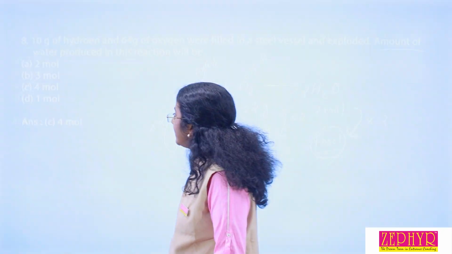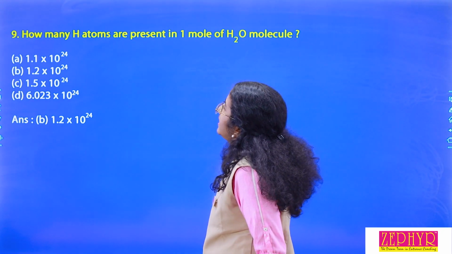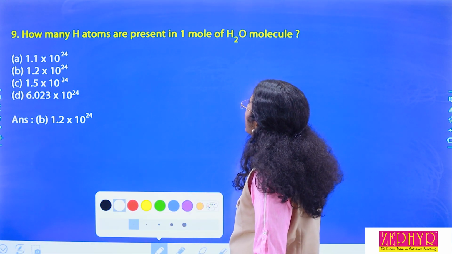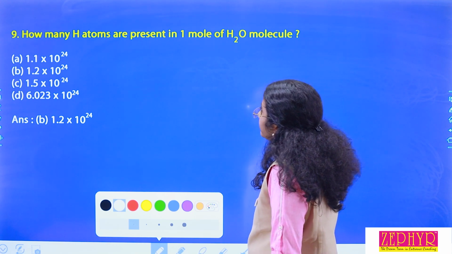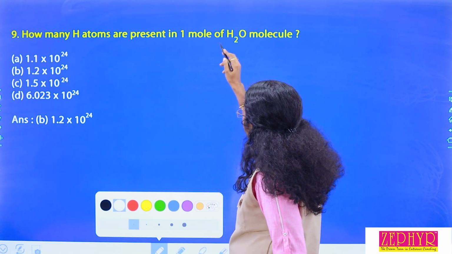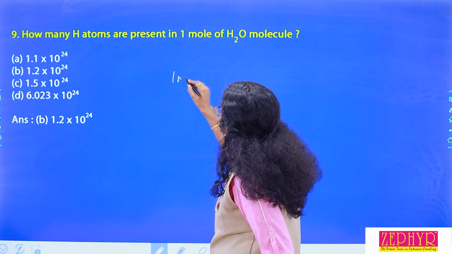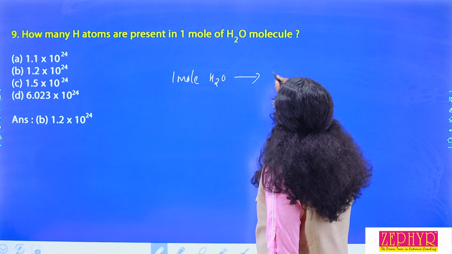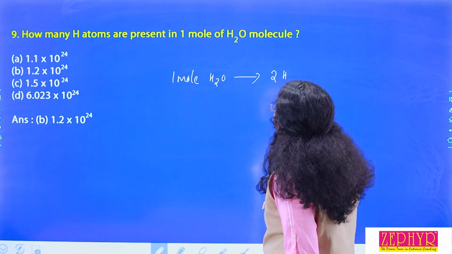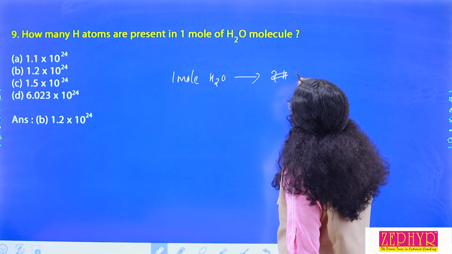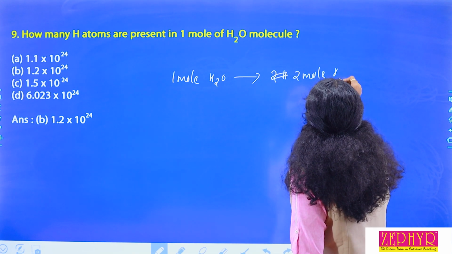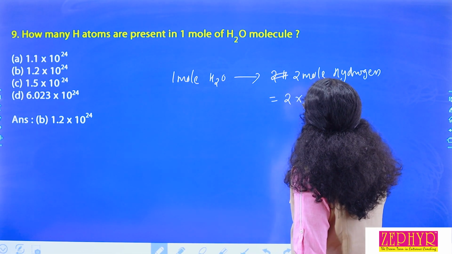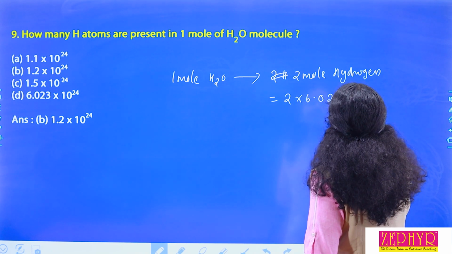Then next question, question number 9. How many hydrogen atoms are present in 1 mole of water molecule? How many hydrogen atoms are there in 1 mole of water molecule? 1 mole of water contains 2 mole hydrogen atoms, that is equal to 2 into 6.022 into 10 raised to 23.